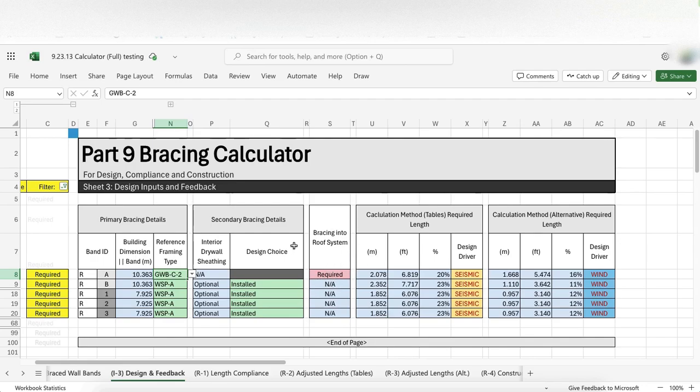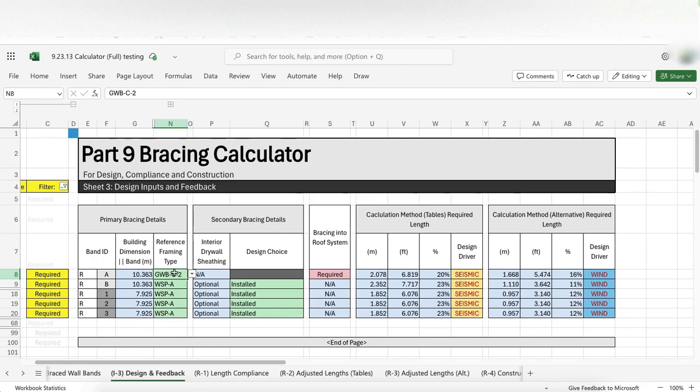Now, this isn't really called out in the code. And again, it's another point that I'd be curious to see what others think about. But the assumption that I've made is that if we're relying on this to provide twice the bracing amount, we should be considering it not necessarily just as a drywall-based panel, but something that is stronger.